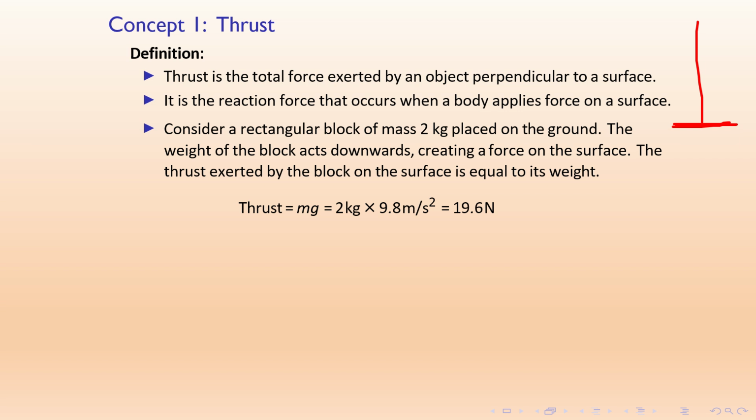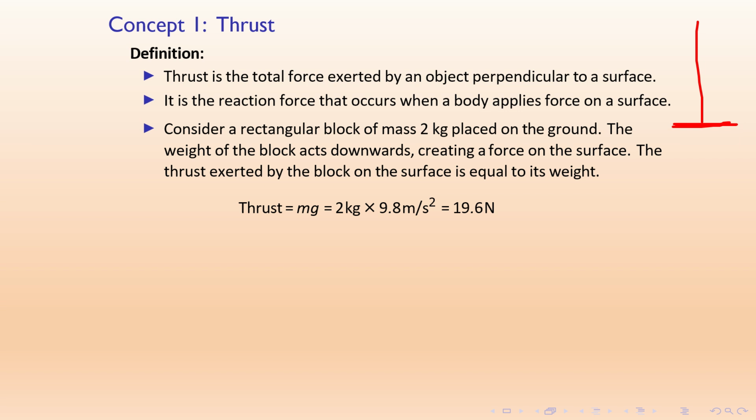Now let us consider a rectangular block of mass 2 kg placed on the ground. The weight of the block acts downwards, creating a force on that surface. The thrust exerted by the block on the surface is given by its weight. So you can take it as a formula: thrust is equal to mass into gravity. Here g is the acceleration due to gravity.